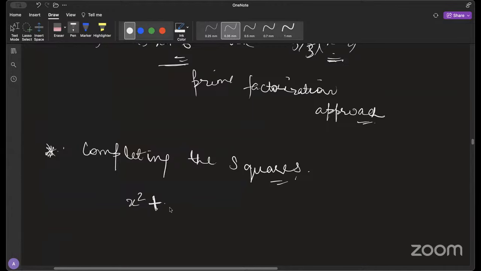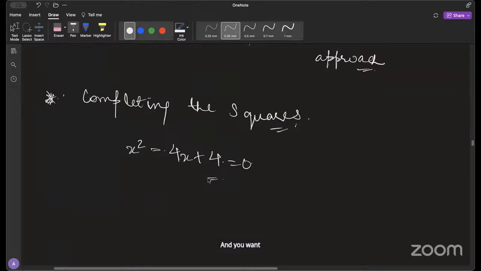Okay, let's just take one known first. Let's just take this one first, and then we'll take something random. Minus 4x plus 4. Let's just say you have been given this thing, and you want to find the roots of this equation. One way is to do this prime factorization approach, right?